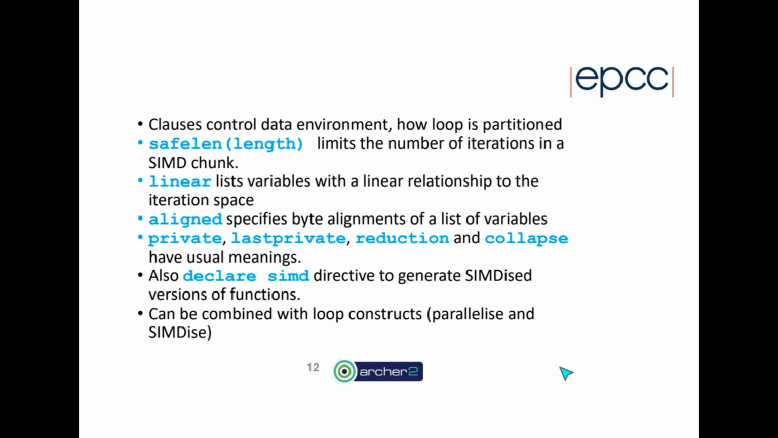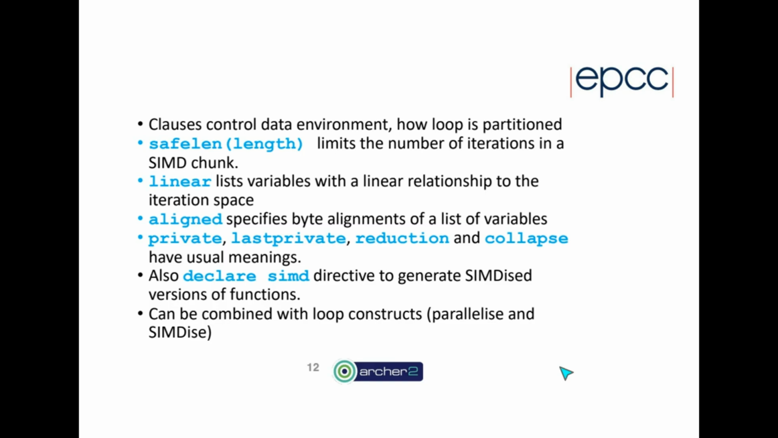Linear lists variables with a linear relationship to the iteration space. I'll come back and talk about that in more detail later on, because that's also applicable for parallel loops nowadays, as well as for SIMD loops. Aligned lets you specify the byte alignments of a list of variables, so you can guarantee some alignments. And then things like lastprivate, reduction and collapse clauses have their usual meanings that you would expect from parallel loops.